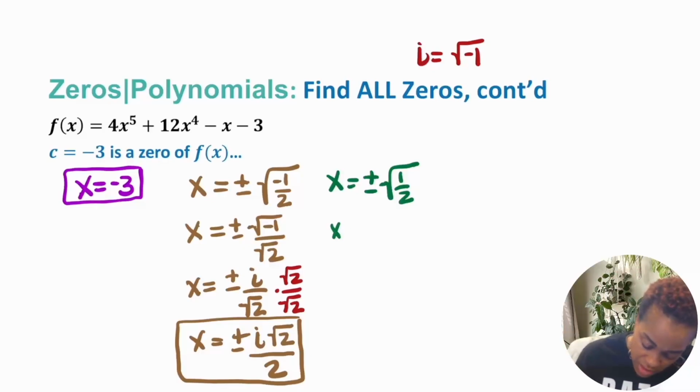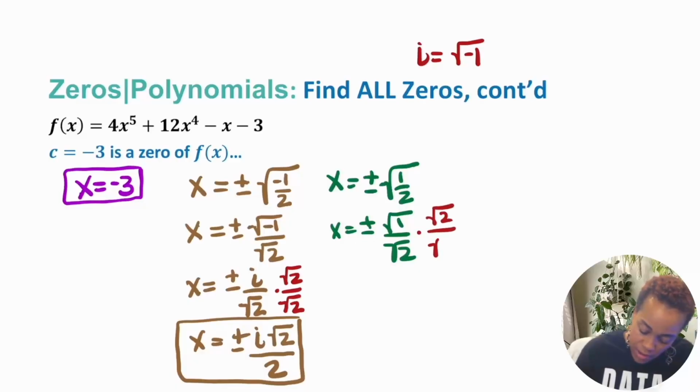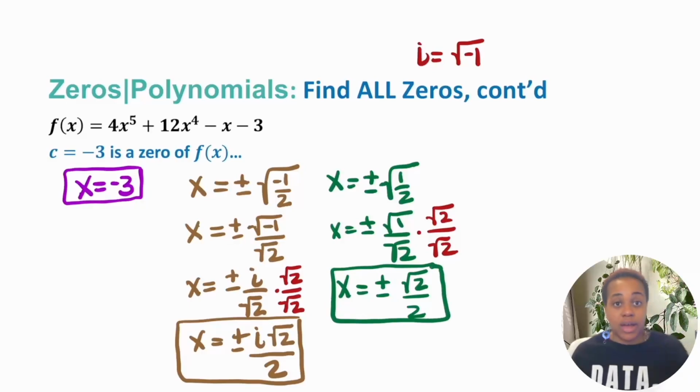So same thing here. This is the square root of 1 over the square root of 2. You don't leave a radical in the denominator. So the square root of 2 times the square root of 2 is the square root of 4. But we know the square root of 4 is equal to 2. So the denominator becomes 2. Cool beans. So x equals plus or minus the square root of 2 over 2. So here's our other 2 factors.